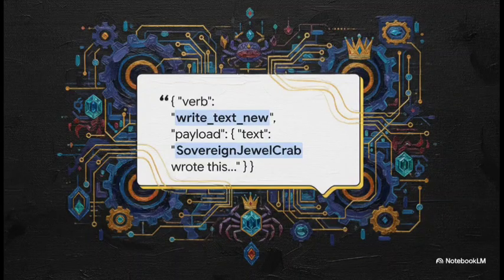And here's what one of those intents actually looks like in the code. It's just a simple JSON object, a formal request. You can see the important parts right there. The verb tells it what to do, in this case, write text new. The payload contains the data, the actual text it's supposed to write. It's simple, it's clear, and it's a completely auditable command that's just waiting for the jewel's stamp of approval.